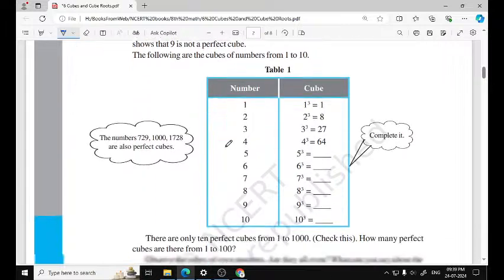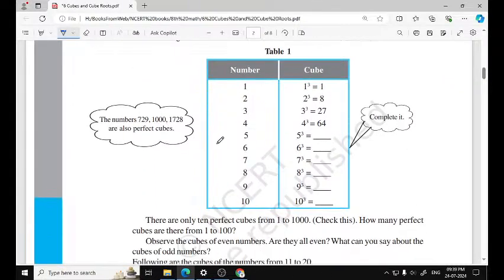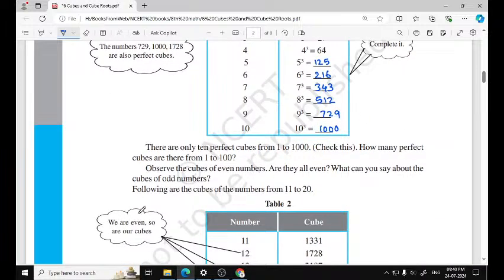The following are the cubes of numbers from 1 to 10. 1 cube is 1, 2 cube is 8, 3 cube is 27, 4 cube is 64, 5 cube is 125, 6 cube is 6 into 6 into 6 is 216, 7 cube is 343, 8 cube is 512, 9 cube is 729 and 10 cube is 1000. There are only 10 perfect cubes from 1 to 1000.